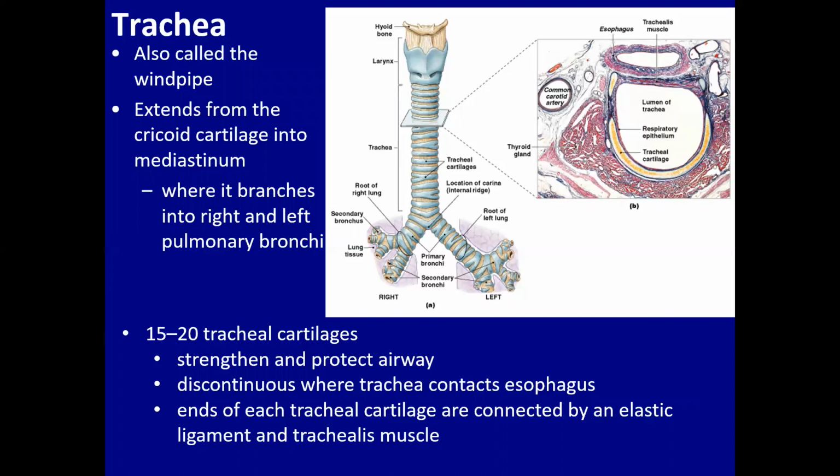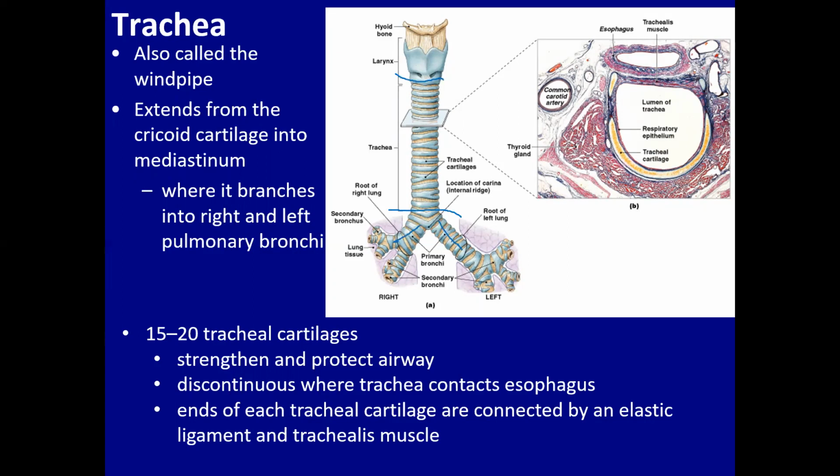Your trachea is also called your windpipe. It goes from the cricoid cartilage right here all the way down to what's called the mediastinum. This is the location of your mediastinum, and it branches into the right and the left pulmonary bronchi. Right, bronchus is singular, bronchi is plural.